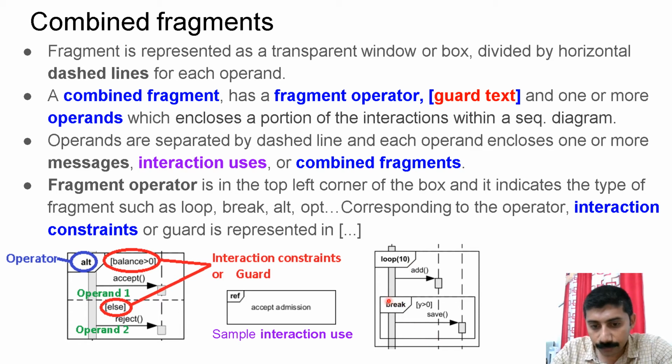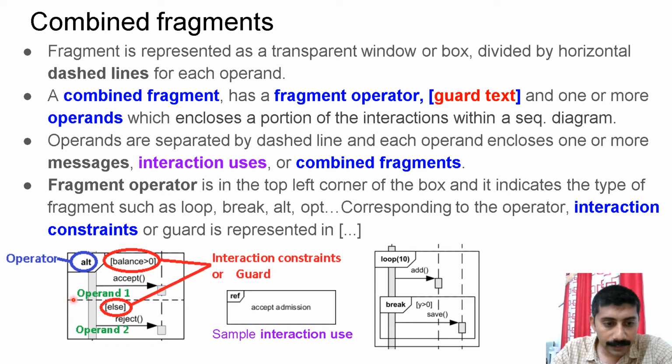But within this body you can see another fragment. For that, the operator is break, and the guard text is like y greater than 0. If y greater than 0 is reached, then this particular save message is sent and it will come out of the loop.